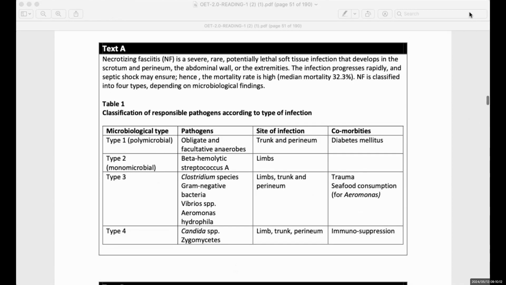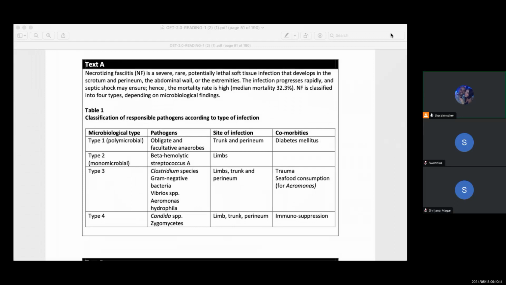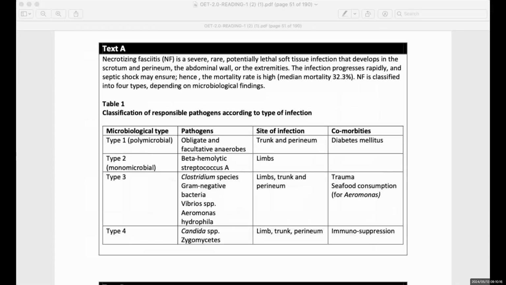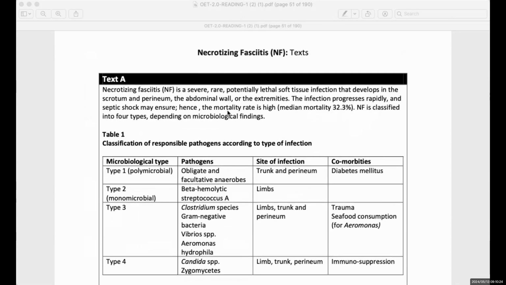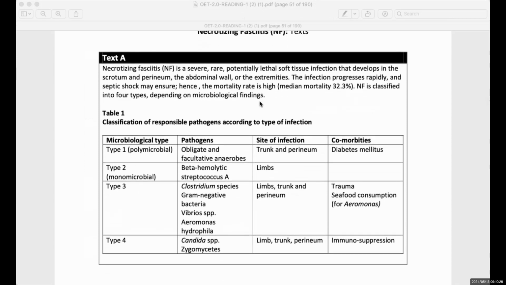So, note down whatever I'm saying. The part A mostly has definition of any given topic. So this one's talking about, the whole text is about necrotizing fasciitis, isn't it? The whole text will be necrotizing fasciitis. Yeah, definition. The A part, definition. Most of the time, definition.